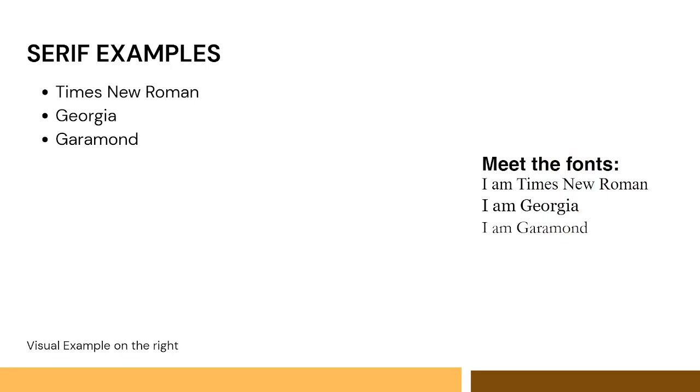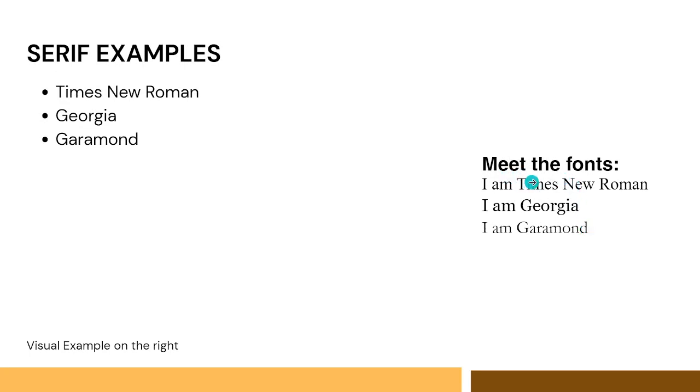And we have examples of serif fonts. The common one is Times New Roman, which is used in most printing, for typing, and for print too. We have Georgia and we have Garamond. And I put a visual example here. Meet the fonts. The fonts themselves are making an introduction to us. So the first font is telling us, I am Times New Roman, which is this one. The second one says, I am Georgia, which is the Georgia font. And the third one says, I am Garamond, which is Garamond font.